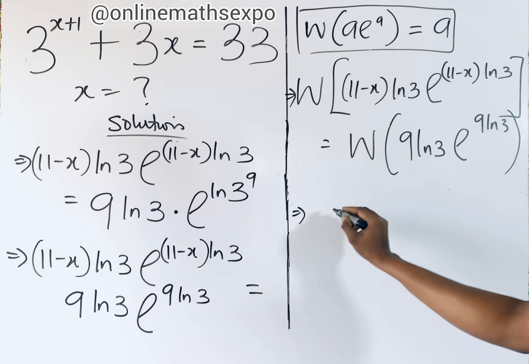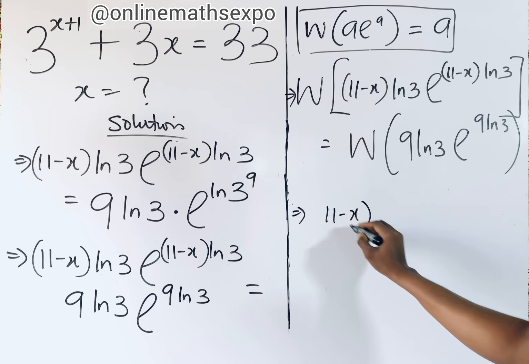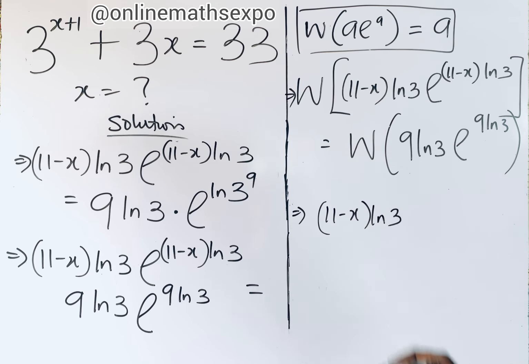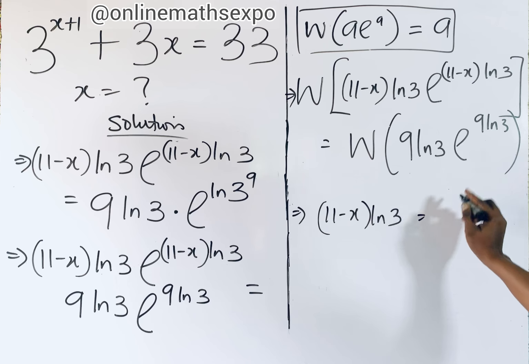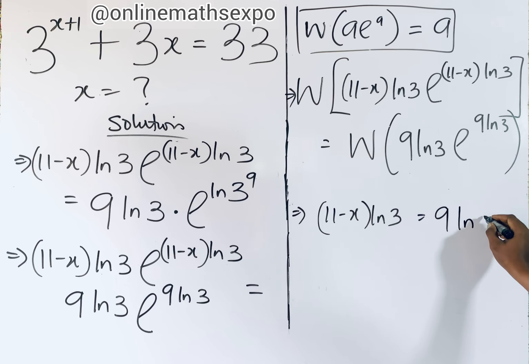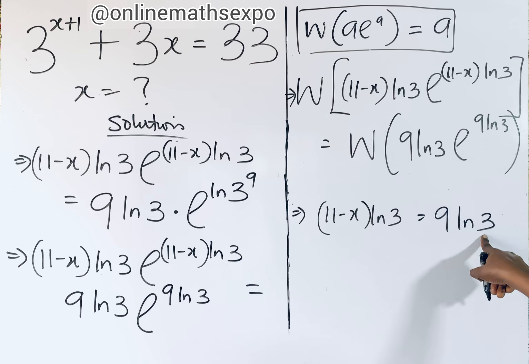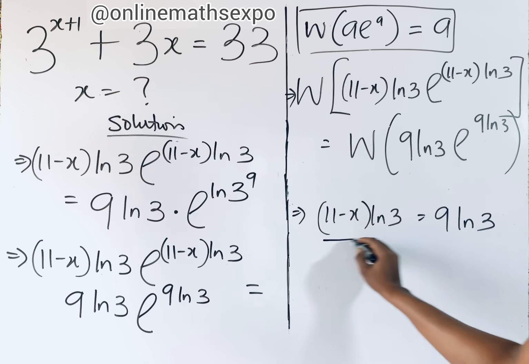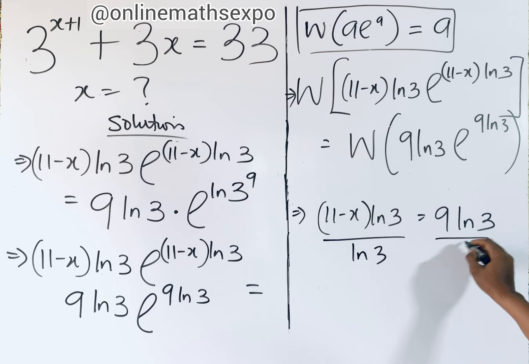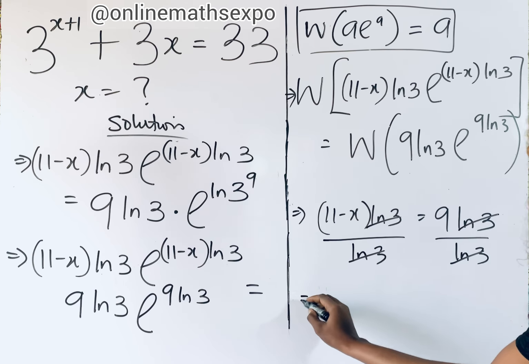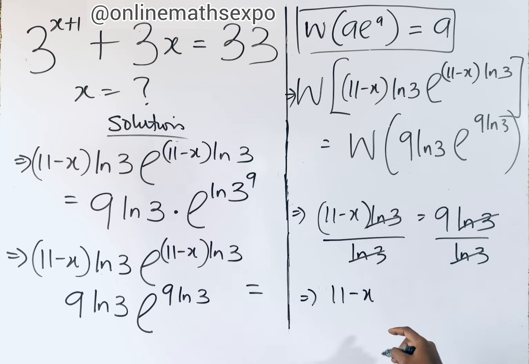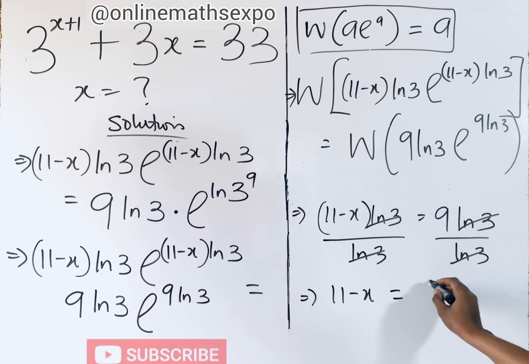Interesting. So this is going to give us, obeying what we have stated here, (11 minus x) ln of 3 is equal to, for this and this are the same, just take one, so we have 9 ln of 3. To remove this ln of 3, since it's common, divide both sides by ln of 3, this will cancel, this will cancel, so we are left with 11 minus x is equal to 9.